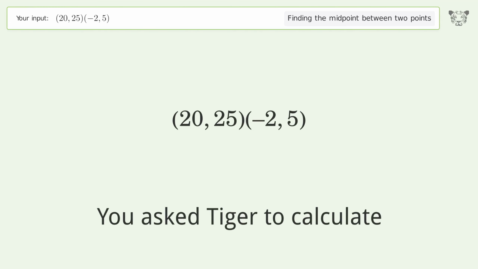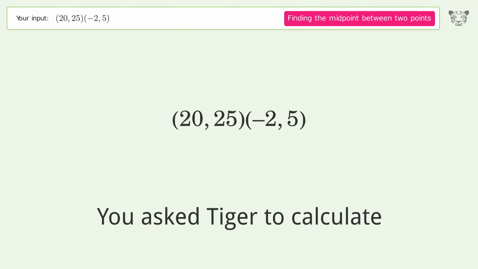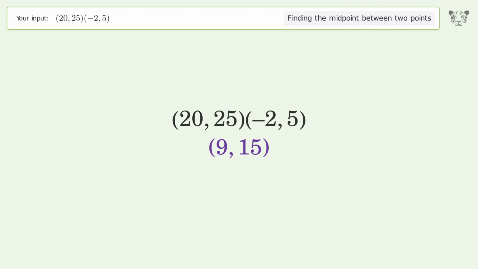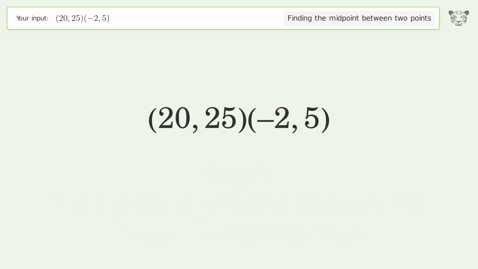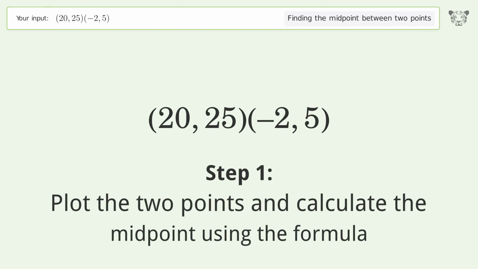You ask Tiger to calculate. This deals with finding the midpoint between 2 points. The midpoint between the 2 points is 9, 15. Let's solve it step by step. Plot the 2 points and calculate the midpoint using the formula.